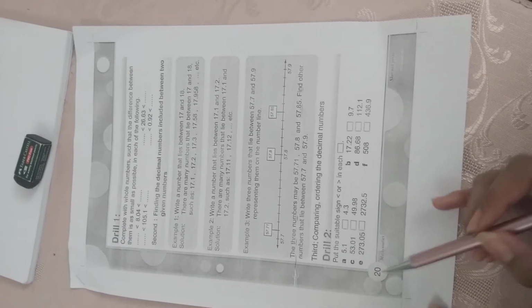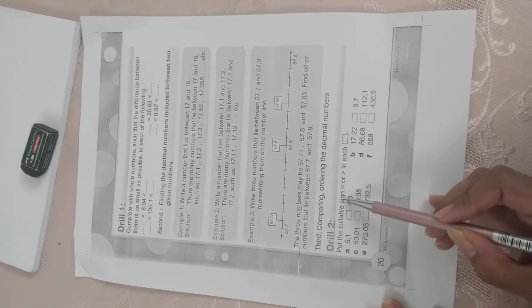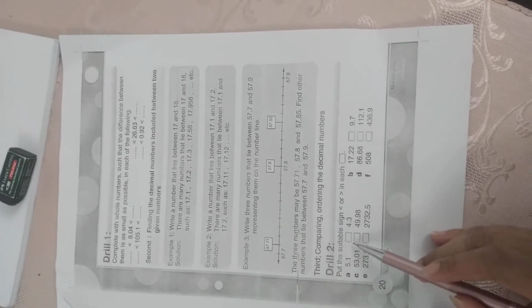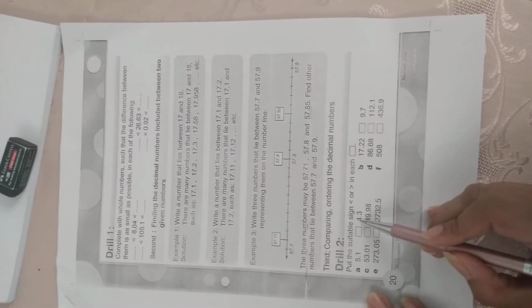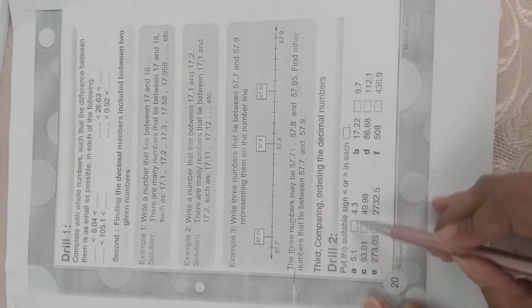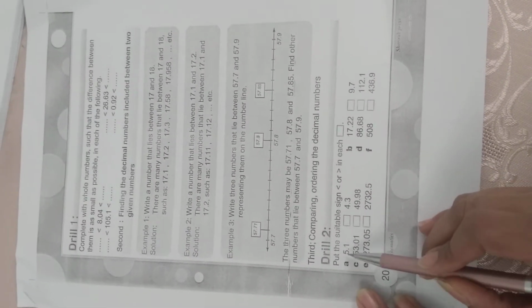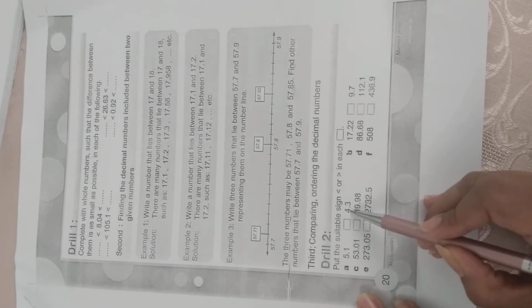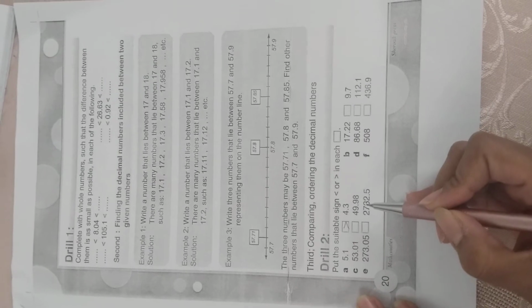We are going to solve page 20 in your school book. Here, put the suitable sign, less than or greater than, in each box. For the first one, 5.1 and 4.3. First of all, we have to compare the whole numbers. The one which has the greatest whole number is the greatest one. So here 5.1 and here 4.3. Of course 5.1 is bigger.